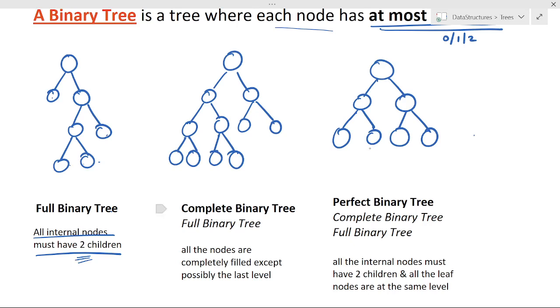And this is an example of a complete binary tree. All the nodes are completely filled except possibly the last level. So this last level can be either complete or incomplete. But one point to remember in a complete binary tree is that the nodes are always filled from left to right. So the tree is as much to the left as possible.